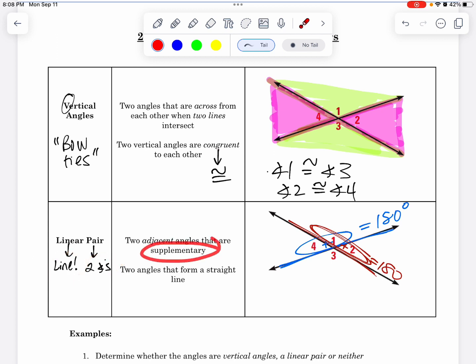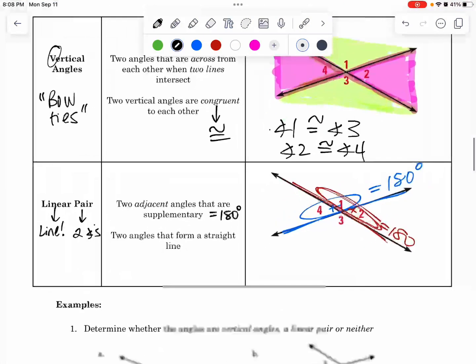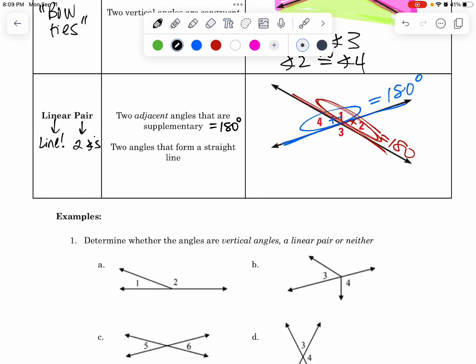They are supplementary. Do you remember that vocab word from yesterday? It means that they add up to 180 degrees. Let's do a couple practice problems here. Let's try and determine whether they are vertical angles, which I will abbreviate as VAs, a linear pair, which I will abbreviate as LP, or we just have neither.